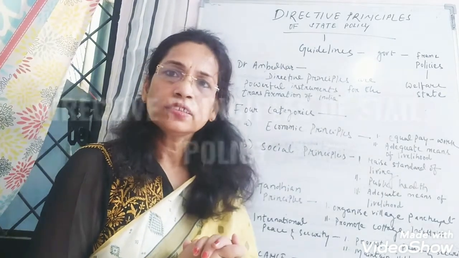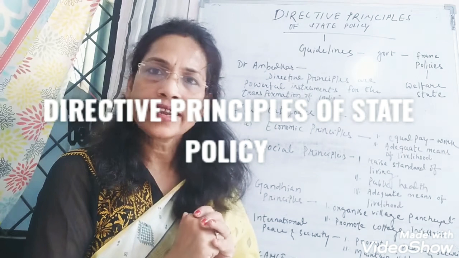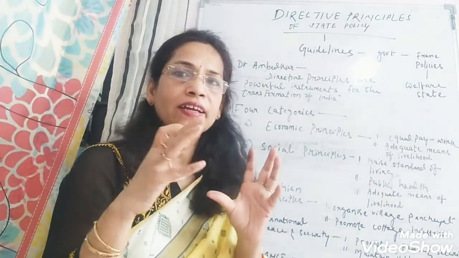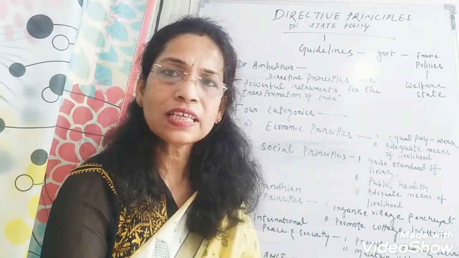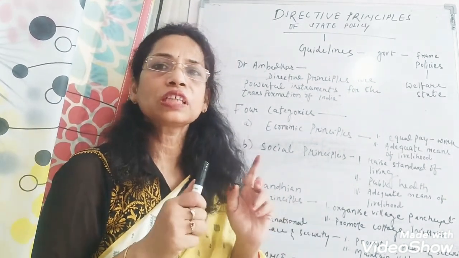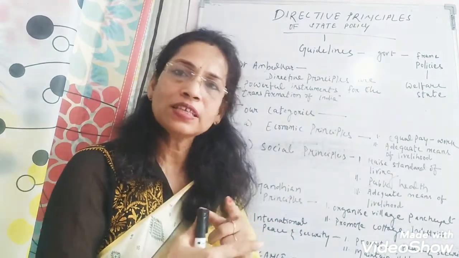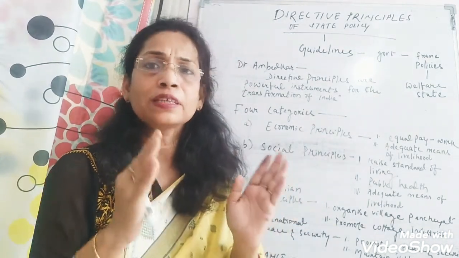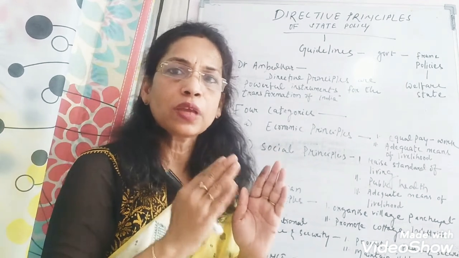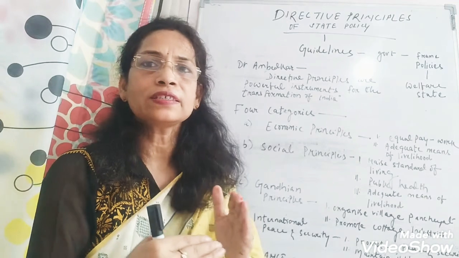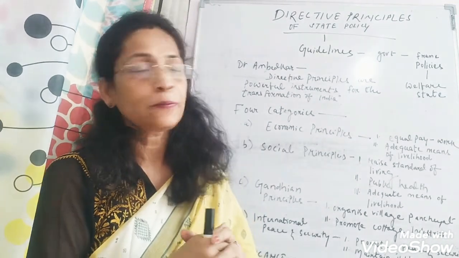A very good morning. So today we will discuss the directive principles of state policy. Now, as the name is directive, it means guidelines. So these are the guidelines to the government for the welfare of the people, to establish a welfare state. It means the government has to take such measures which will help to establish a welfare state.